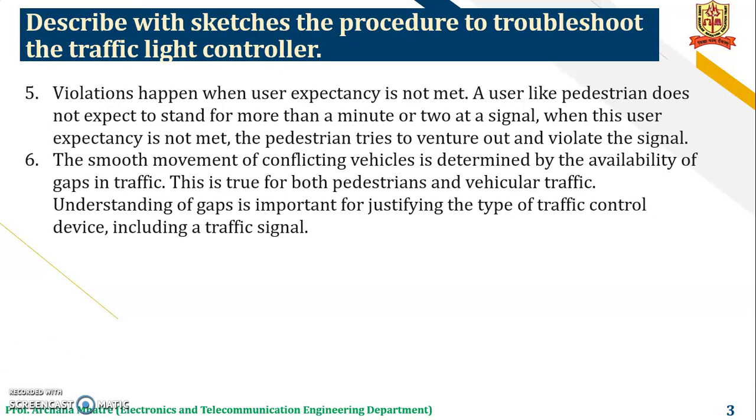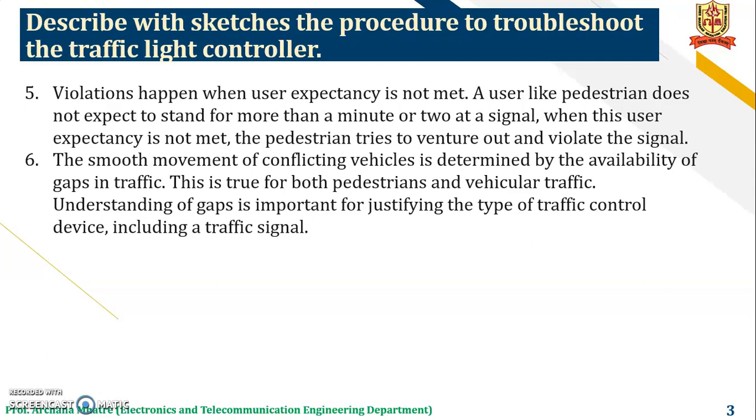Violations happen when expectancy is not met. A user like a pedestrian does not expect to stand for more than a minute or two at a signal. When this user expectancy is not met, the pedestrian tries to venture out and violate the signal. The smooth movement of conflicting vehicles is determined by the availability of gaps in the traffic. This is true for both pedestrian and vehicular traffic. Understanding gaps is important for justifying the type of traffic control device, including the traffic signal.